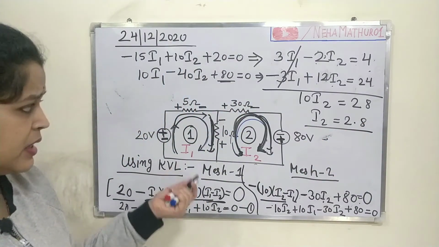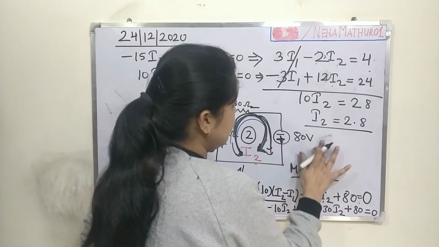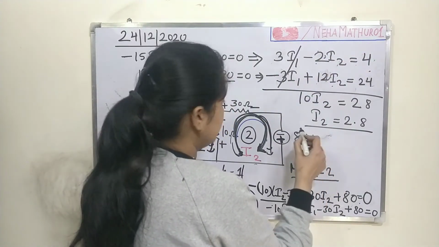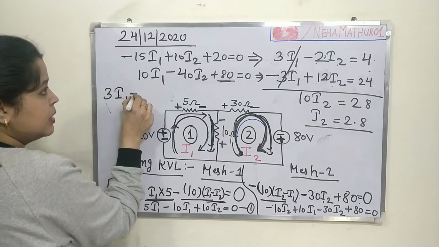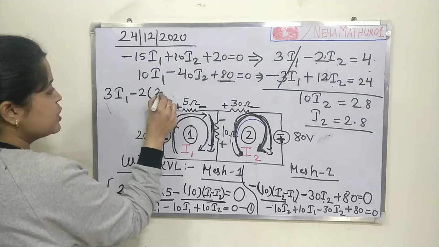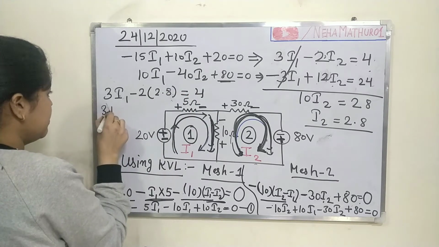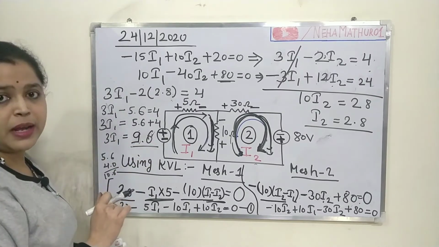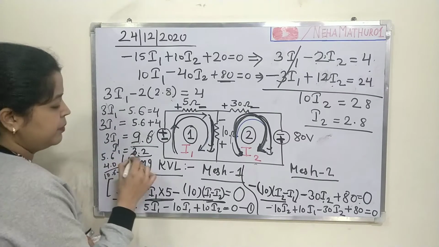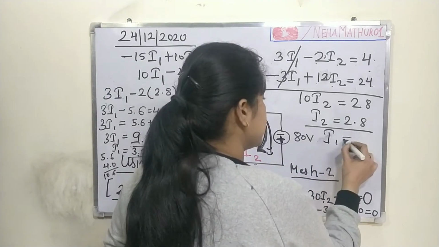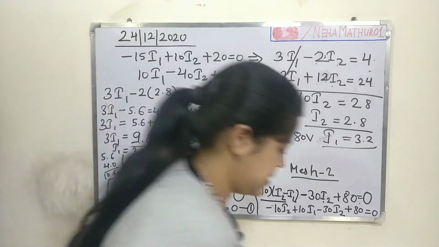Now just identify I1 with the help of any of these two equations. You can use equation number 1, which is 3I1 minus 2I2 equals 4, and your I2 is 2.8. So it will be 9.6, and your I1 is equal to 3.2. So you have I1 equals 3.2 and I2 equals 2.8.